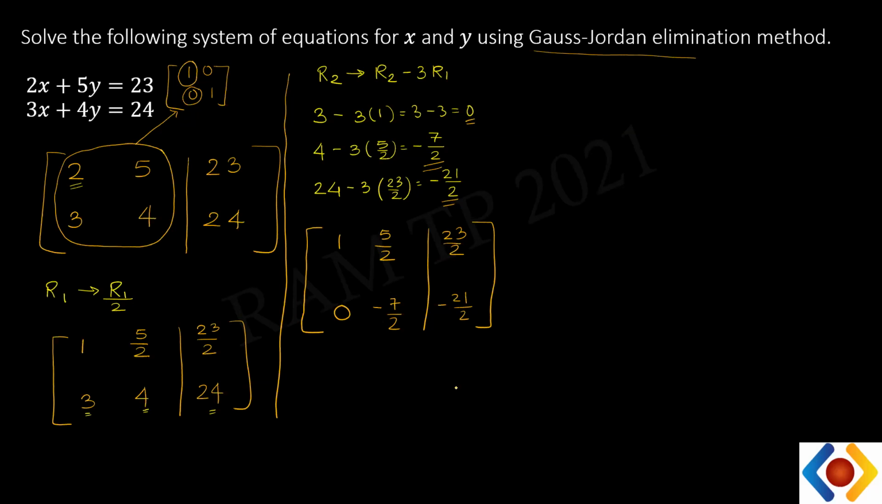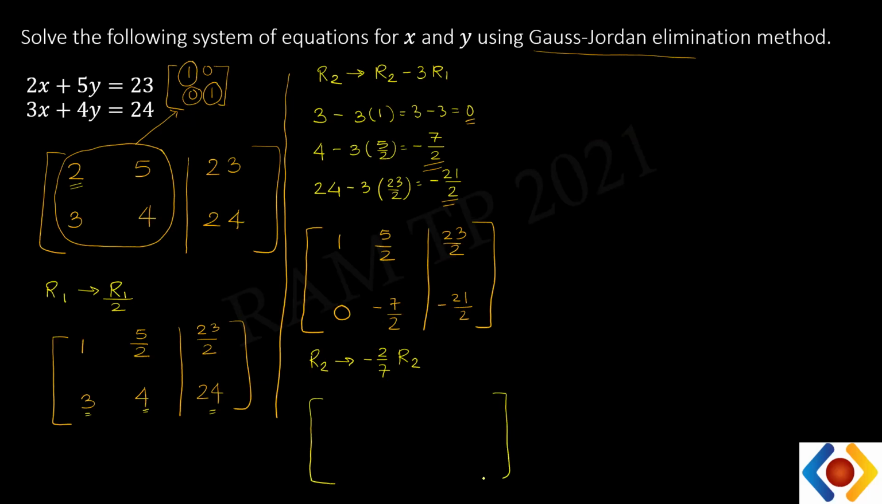Now we can multiply it by minus 2 by 7. In the second row we want to make this 1, so we can multiply by minus 2 by 7, right? Take the reciprocal of this and multiply. Okay. So the operation that we want to do is row 2, we are going to multiply that by negative 2 by 7. Agree?